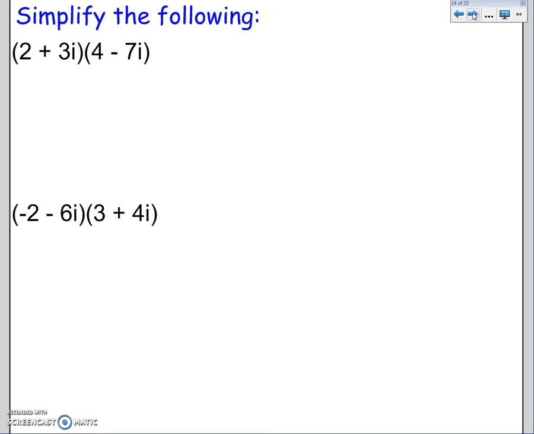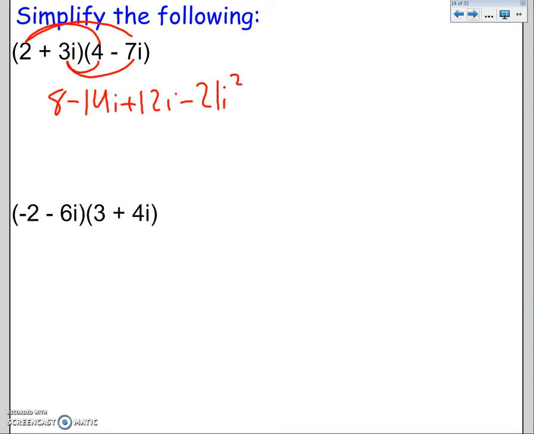Alright, simplify the following. Is this foiling? Distribute. Make sure you don't do that. So first, outside, inside, last. 2 times 4 is 8. 2 times negative 7i is negative 14i. 3i times 4 is positive 12i. 3i times negative 7i is negative 21i squared.